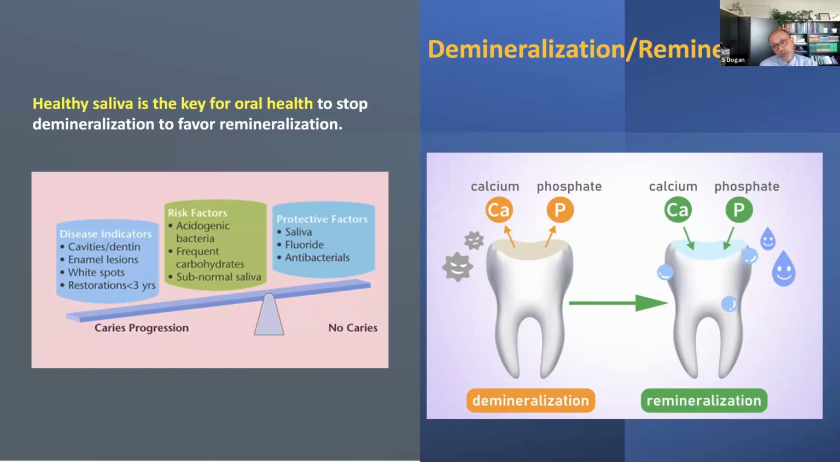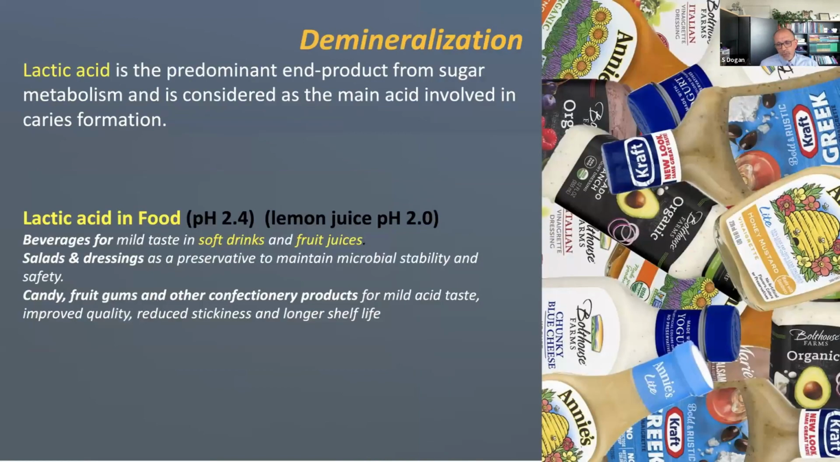Now, calcium and phosphate minerals are very important during the demineralization. Natural or pathological demineralization, we will lose those calcium and phosphate. But if the saliva is healthy, if it's saturated, the calcium and phosphate minerals will be put back onto the tooth surface again.